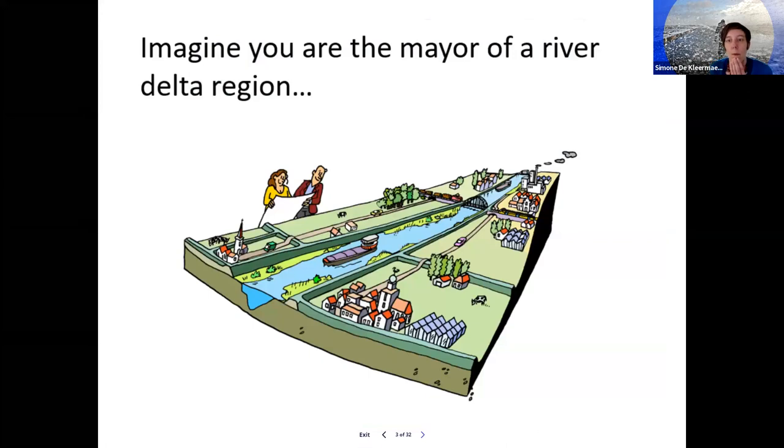So today we're going to pretend that we're the mayor of a river delta region. This is an image of our area. We have a lovely town along the river. It's a low-lying area. Agriculture is a big part of the industry. The people are living partially in floodplains and partially in a bit more hilly area, which are hidden from view in this image. And the river is not only a major driver of the water state of the region, but also, as you can see, used for navigation. That's the setting.